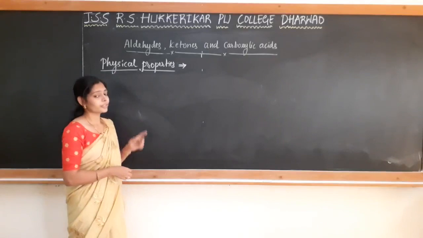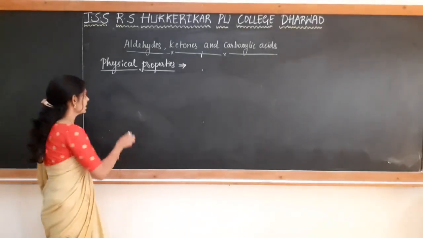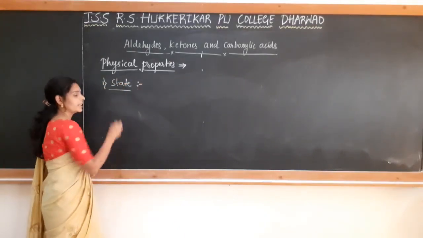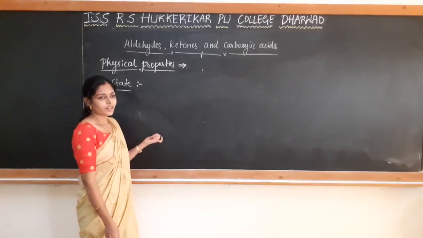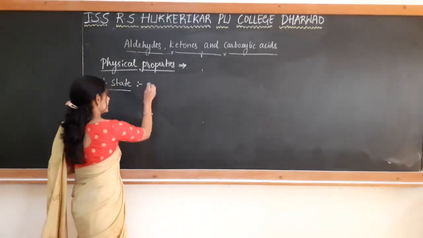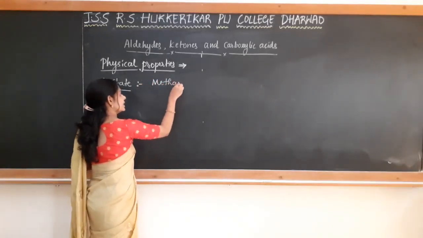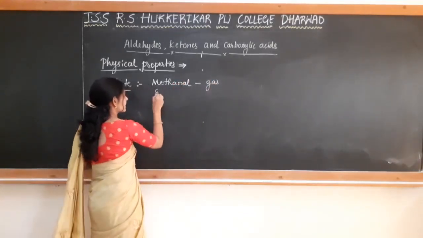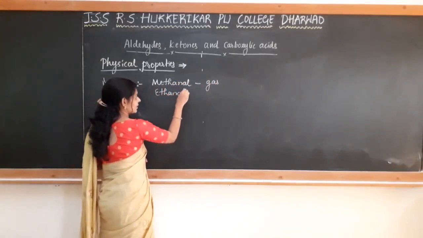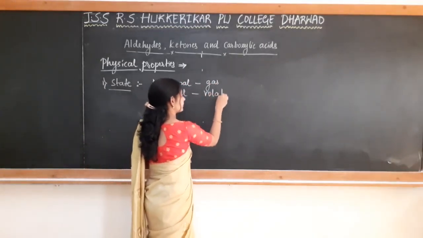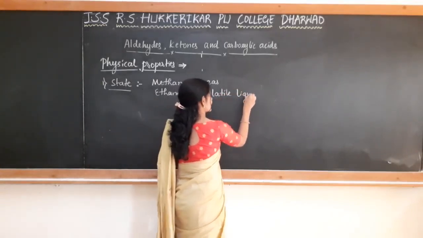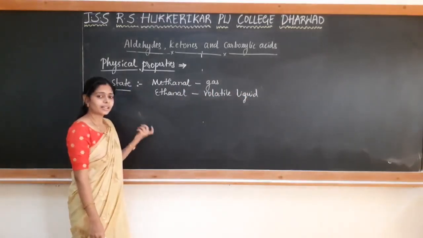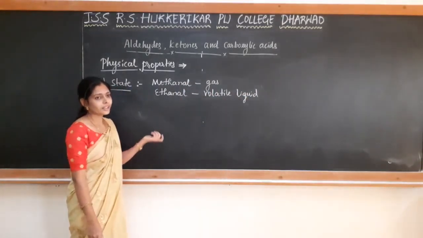Now let us study some of the physical properties of aldehydes and ketones. The first one is the state of aldehydes and ketones. The lower members of aldehydes exist in the gaseous state or the liquid state at room temperature. For example, methanal is present in the gaseous state at room temperature, whereas ethanal is present in the liquid state. Ethanal is a volatile liquid at room temperature, a liquid with a low boiling point. And the remaining aldehydes and ketones exist in the liquid and solid state at room temperature.